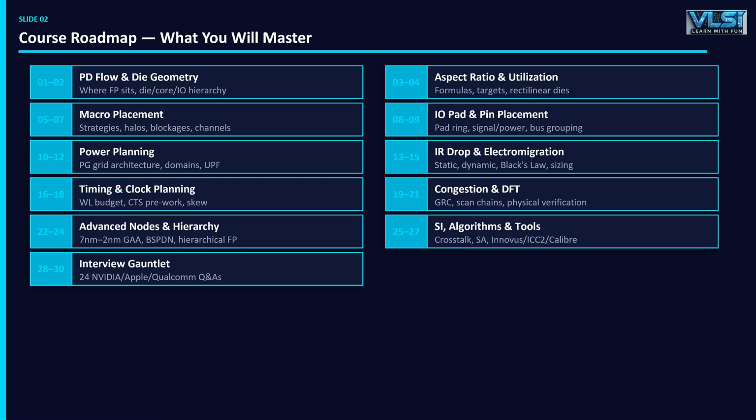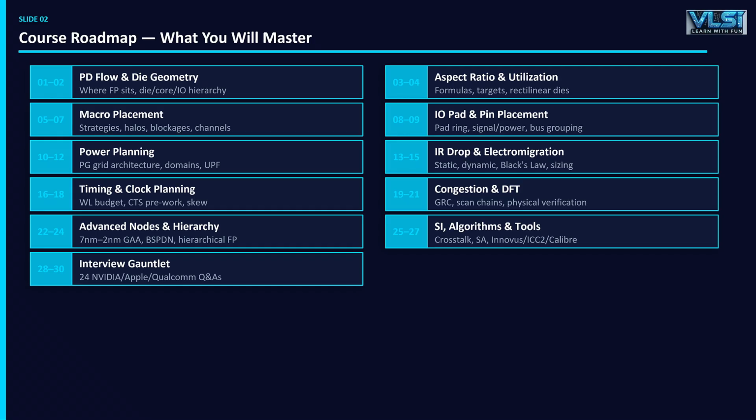Now look at this roadmap. At first glance, it looks like just a list of topics. But actually this is a story. We start with where floor planning fits in the physical design flow. Because if you don't know the context, nothing makes sense. Then we move into geometry: die, core, I/O. Basically, what space are we even working with? Then utilization and aspect ratio. How much are we packing and how are we shaping it?